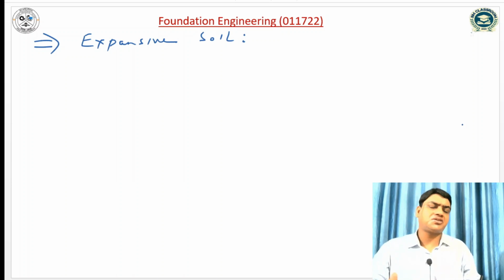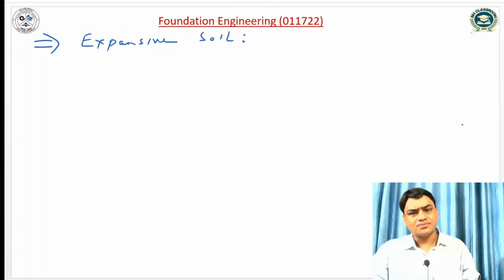The soil which has a tendency to increase in volume in the presence of water and decrease in volume in the absence of water, such type of soil is called expansive soil. And this expansive behavior in the soil is due to the presence of clay minerals like montmorillonite, illite and kaolinite. But with the presence of montmorillonite mineral, the soil has very high expansive, swelling or shrinkage behavior.